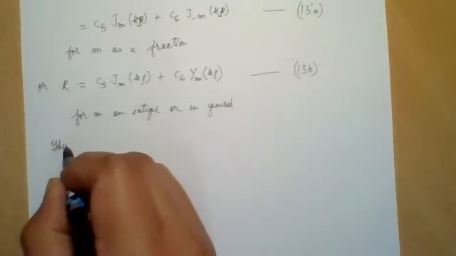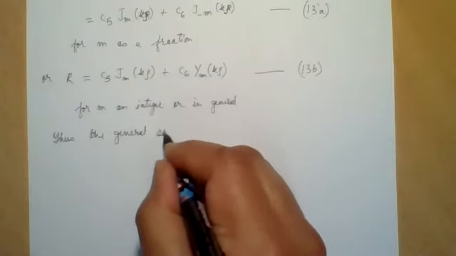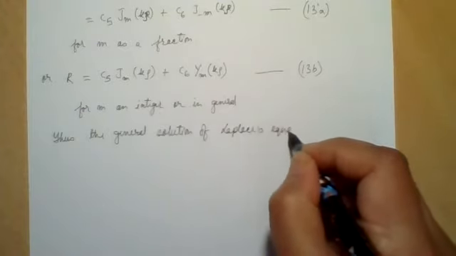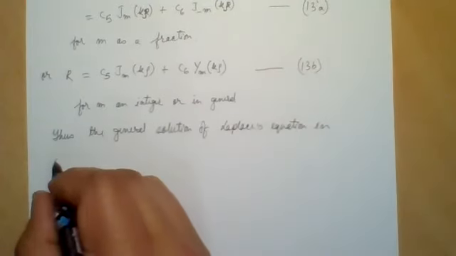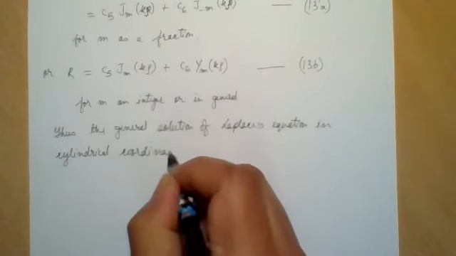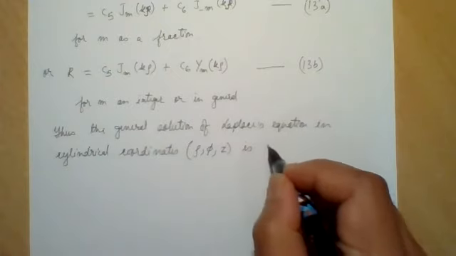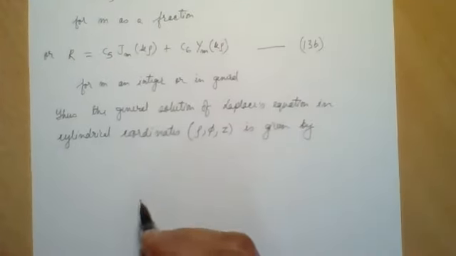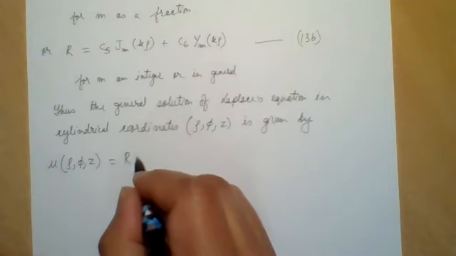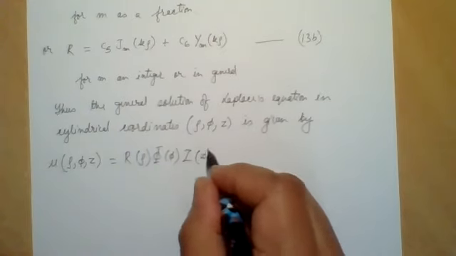Now let us combine these three solutions to obtain u. Thus, the general solution of Laplace equation in cylindrical coordinates rho, phi, z is given by u, a function of rho, phi, and z, equal to R, a function of rho, multiplied by phi, a function of the angle phi, and capital Z, a function of z.